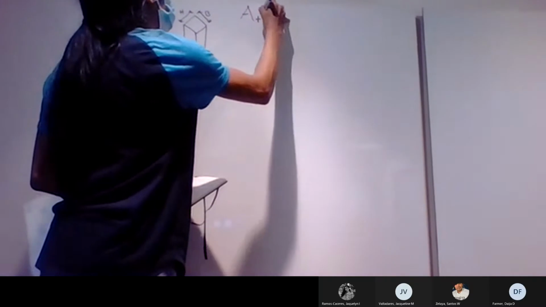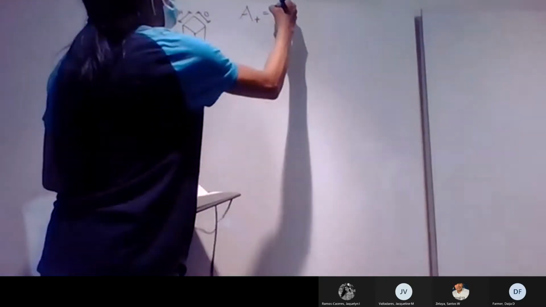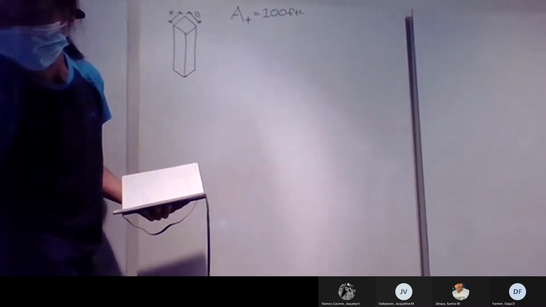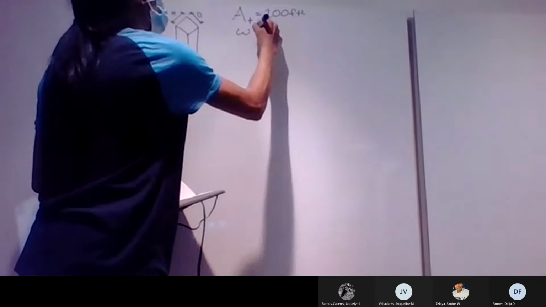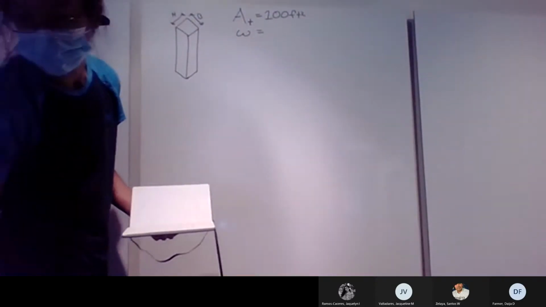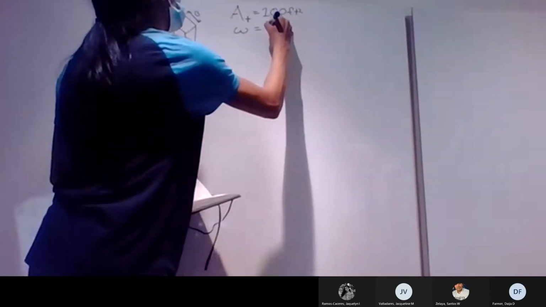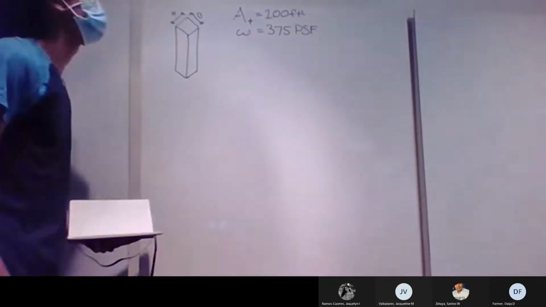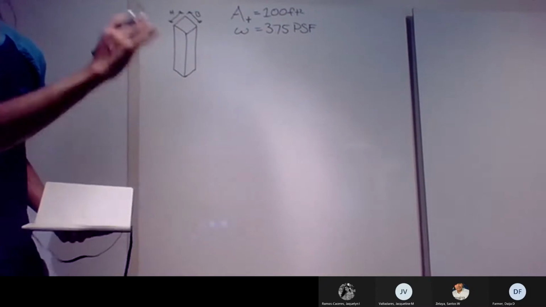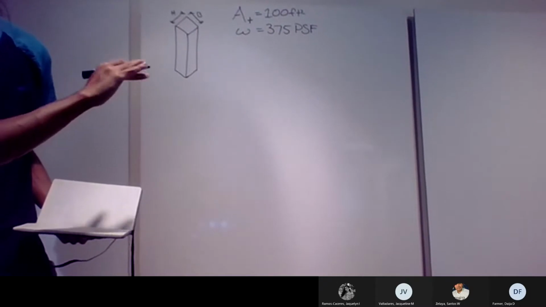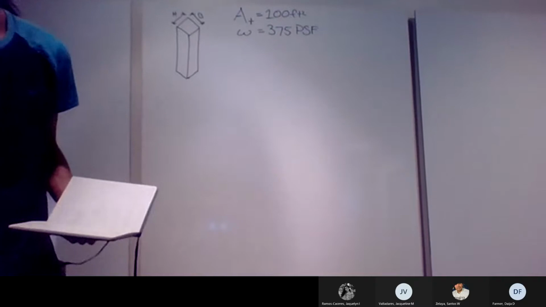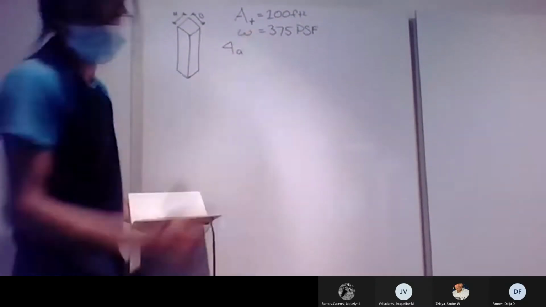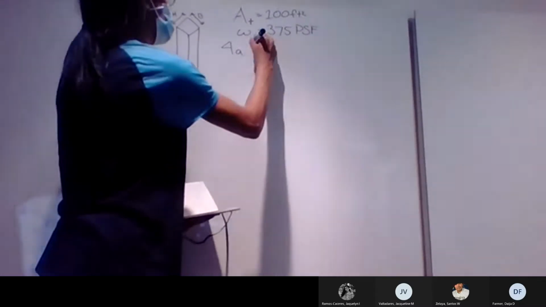All right, so we have a tributary area, A sub T, of 100 feet squared. And then we have the load, which is 375 pounds per square foot. And then, so this is just for 4A through 4D. And then we're given, for 4A, B is equal to 2 feet.